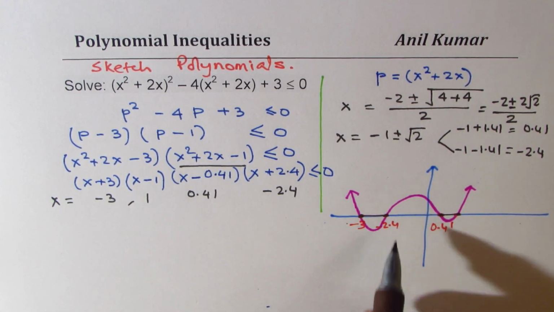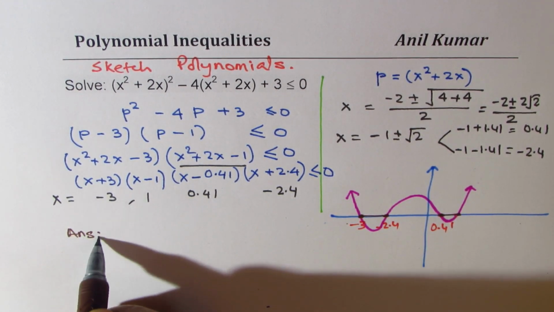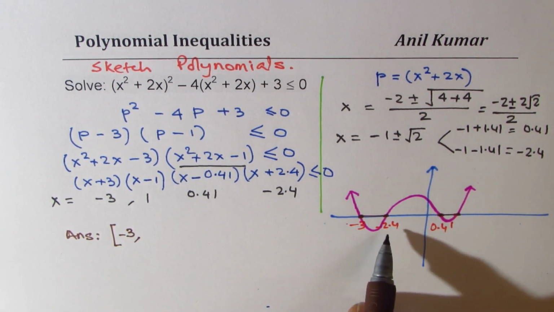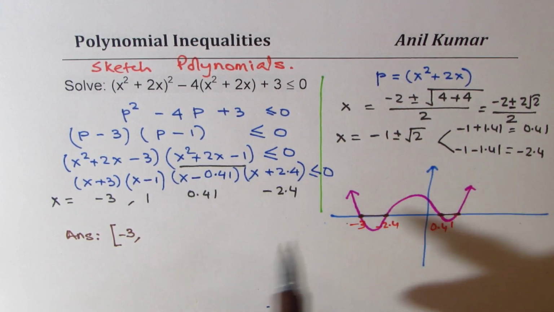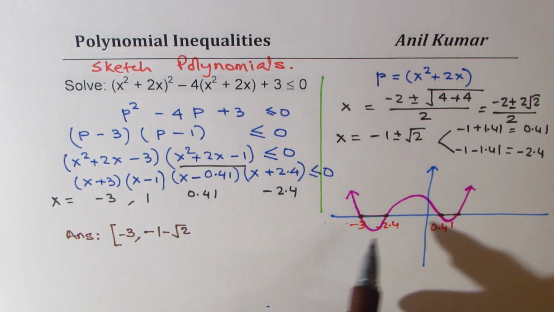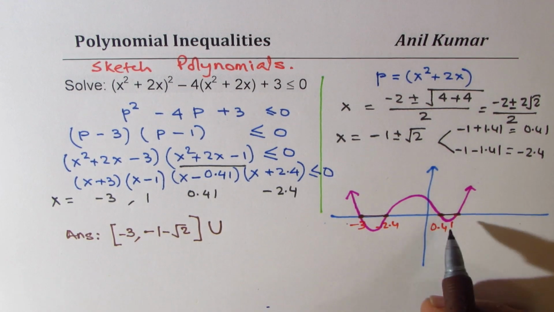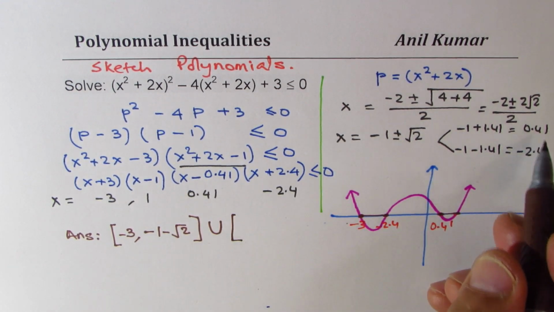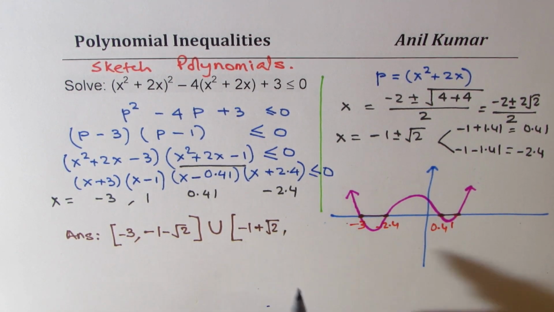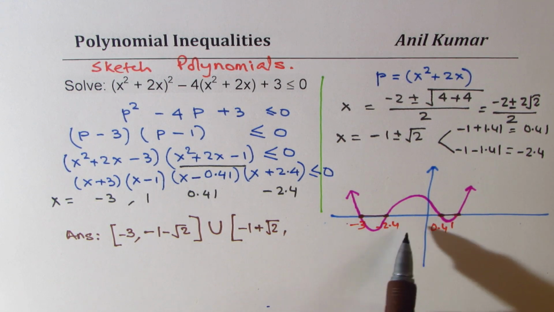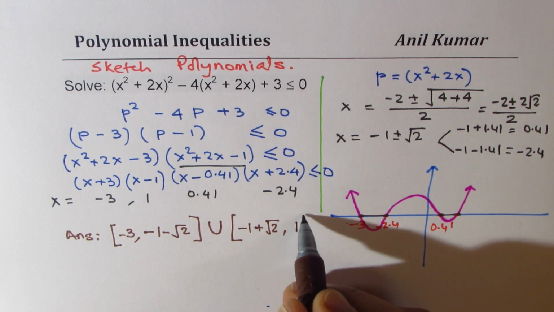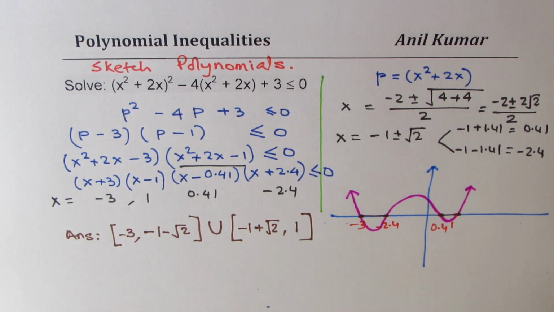Perfect. So now we know the solution is between -3 and that part. So -3, and this is -2.4. Let me write down the exact value: -1 minus square root 2. Both included. Do you see that? Union. Now from here we have the other value, which is -1 plus square root 2. It's always good to write the exact answer. We took these decimal values only to find their position with respect to others. Okay, and 1. So that becomes the solution, correct?